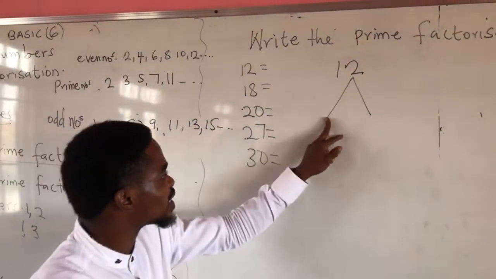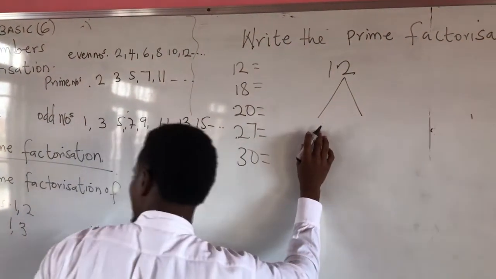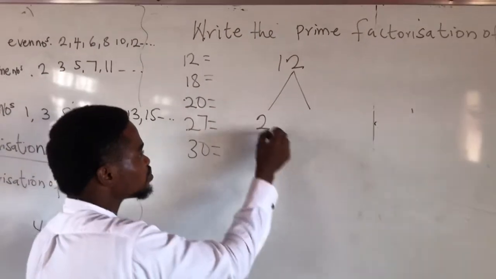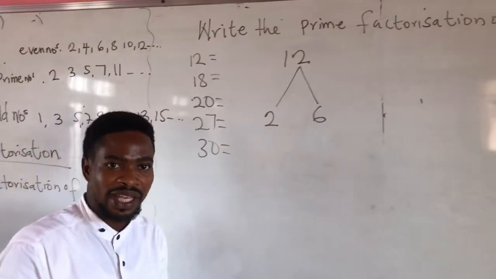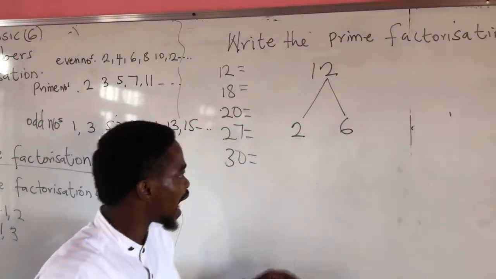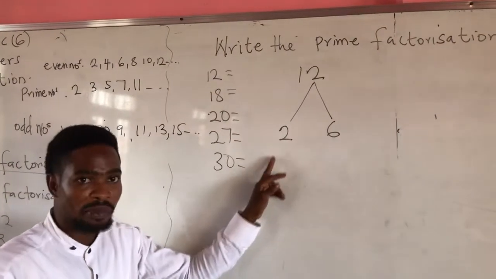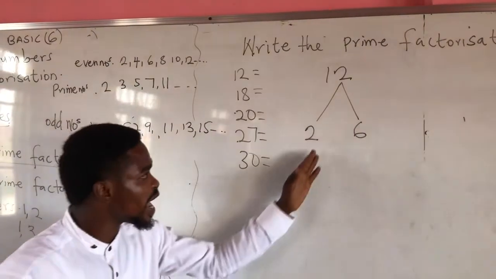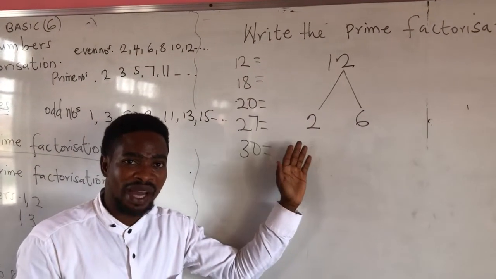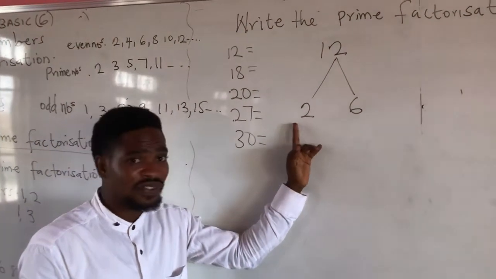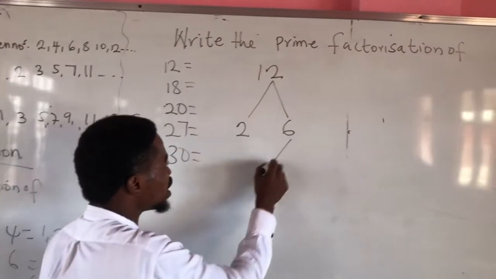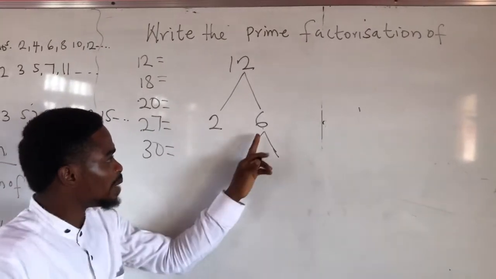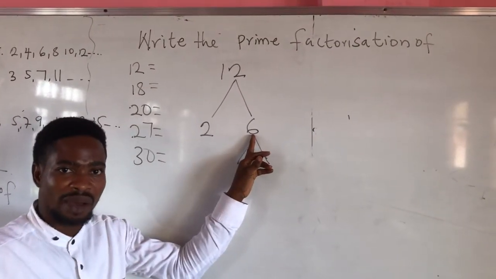We know that our prime numbers start with 2. So we are going to use 2 here and multiply by 6. Then it will give us 12. Now we cannot break 2 down, because there's no number we can multiply to get 2. 2 is a prime number that has only one factor and itself. But as for 6, we can break it down. 6 is an even number and at the same time a composite number.